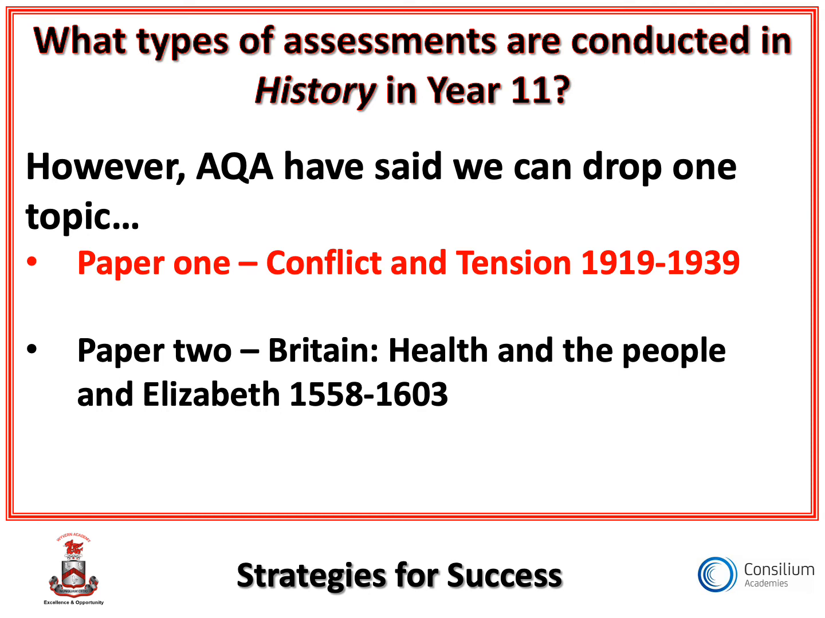However, due to COVID-19, AQA have said that we can drop one topic to make it slightly more fair because of obviously the knowledge lost. So what we've decided to do is, paper 1, we just study Conflict and Tension 1919 to 1939. Paper 2 stays exactly the same. We look at Britain, Health and the People, and Elizabeth 1558 to 1603.